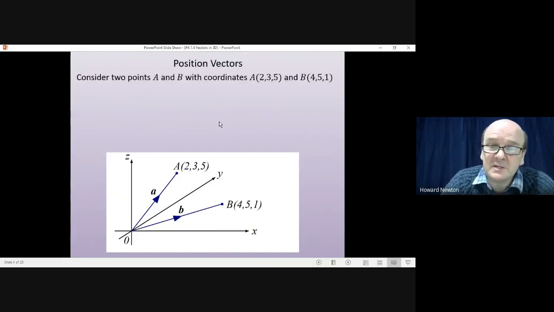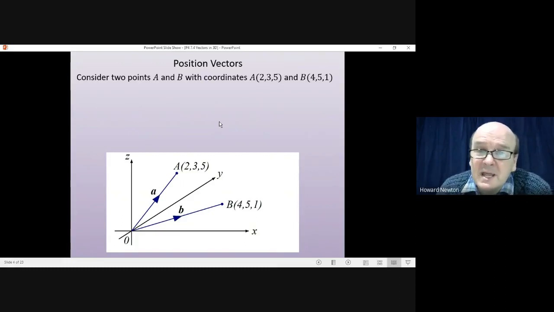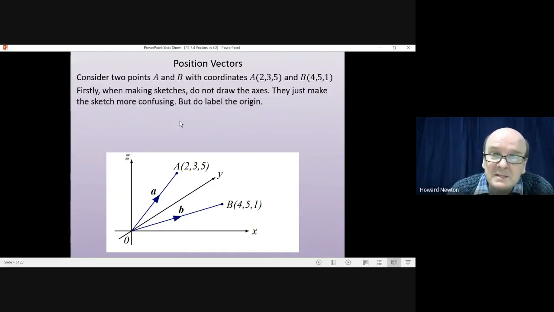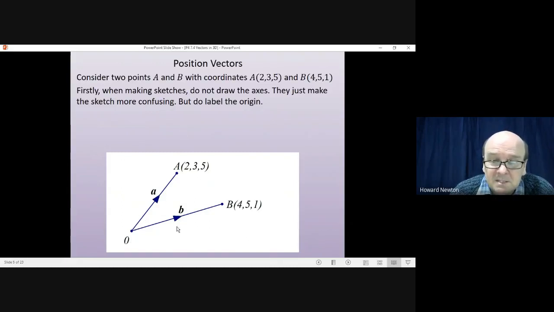Okay, position vectors. Consider 2 points, A and B, which have got coordinates 2, 3, 5 and 4, 5, 1. But first of all, before we think about position vectors, a little think about sketches, especially 3-dimensional sketches. The axes don't help. They just make the whole drawing look more confusing. So if you're going to make a sketch, don't draw the x, y, and z axes. Just label the origin O. So we'll get rid of the axes, keep the origin, and the sketch simplifies a great deal.